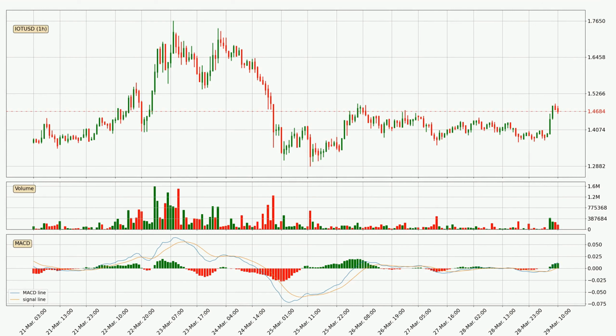Moving to the hourly MACD, the MACD line is above the signal line, which shows that the current trend is on the upside. Looking at the MACD histogram, we can see that the momentum is strong at the moment, and we can expect the price to continue growing or maybe at least remaining the same for some time.